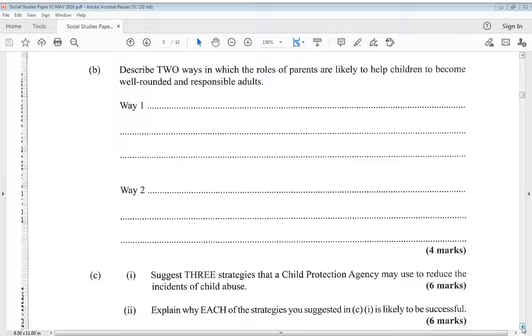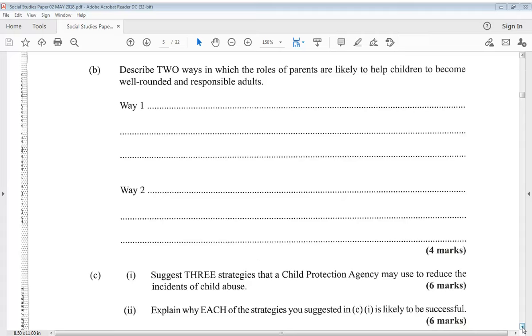And so when parents delegate different roles and responsibilities, assigning them different duties, then it is more likely that these children will grow up to become responsible children, able to care for their needs within their own families or for themselves. So that's two ways.